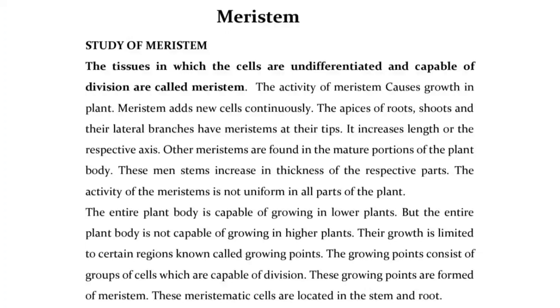The growing points consist of groups of cells which are capable of division. These growing points are formed of meristem. These meristematic cells are located in the stem and root.